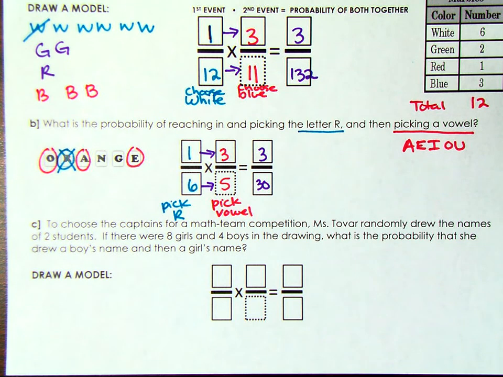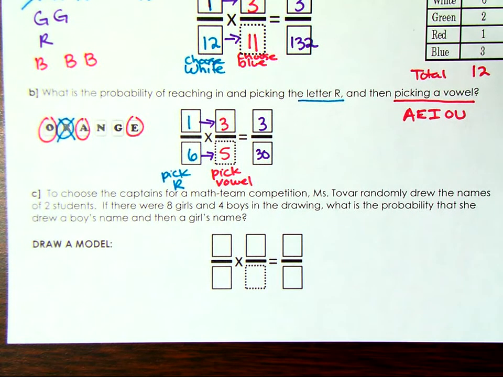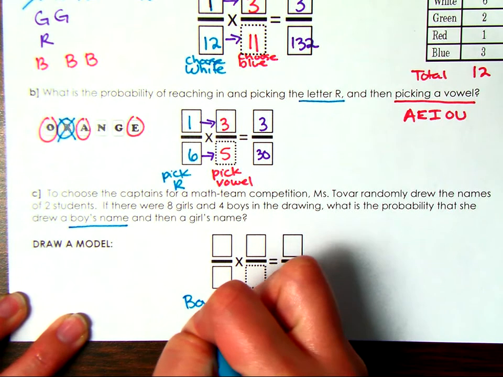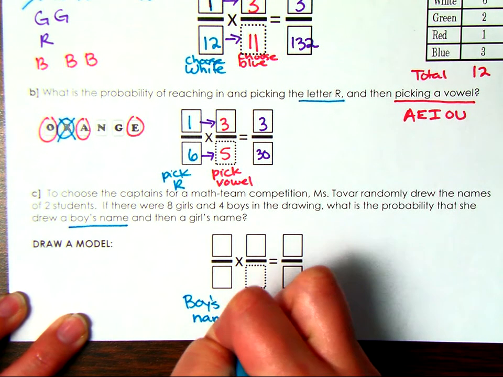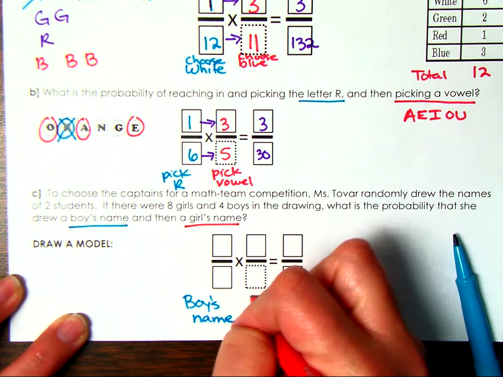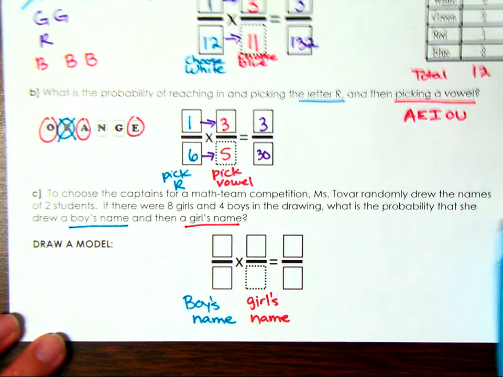All right, last one together. To choose the captains for a math team competition, Miss Tovar randomly drew the names of 2 students. If there were 8 girls and 4 boys in the drawing, what is the probability that she drew a boy's name and then a girl's name? So boy's name first, and then my second ratio or probability, either way we want to say it, is the girl's name. What are the chances?